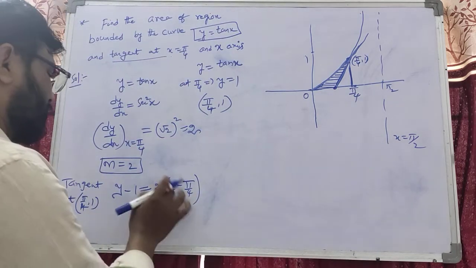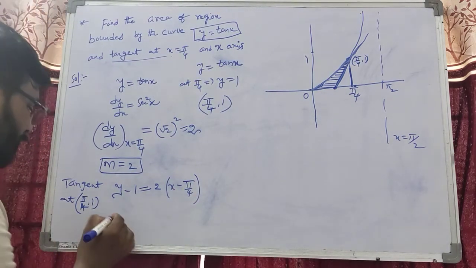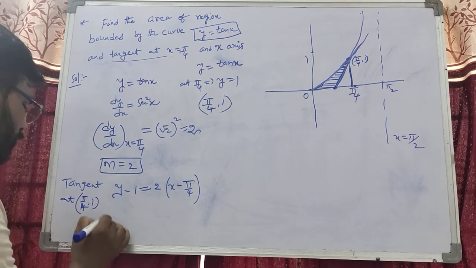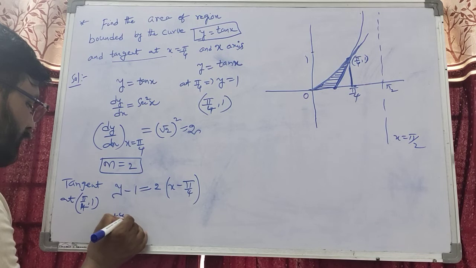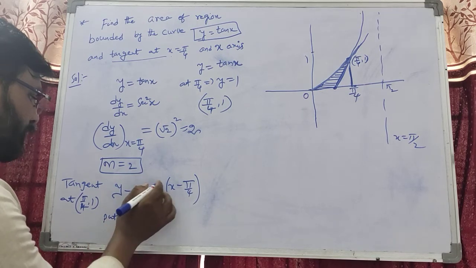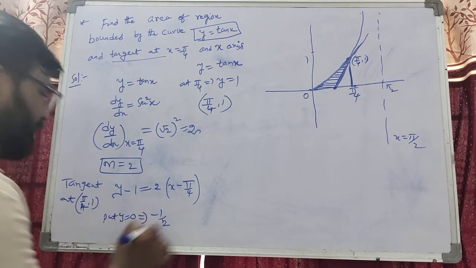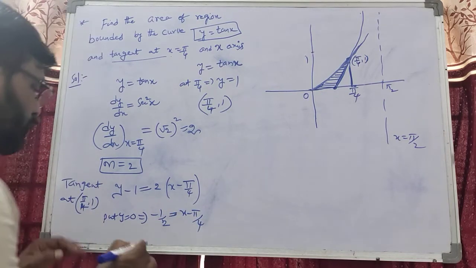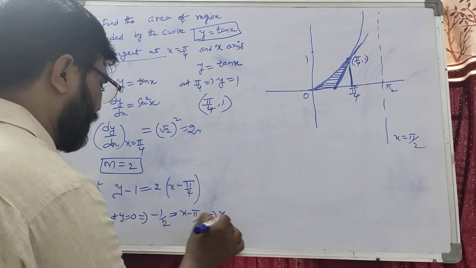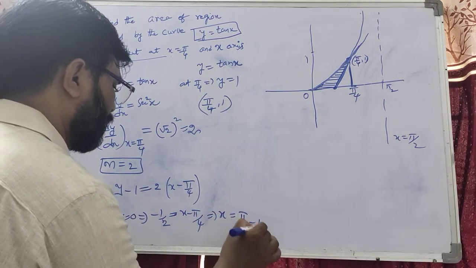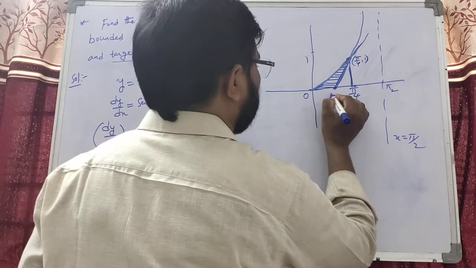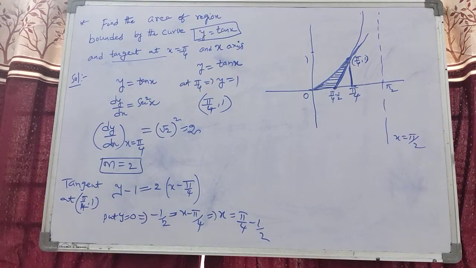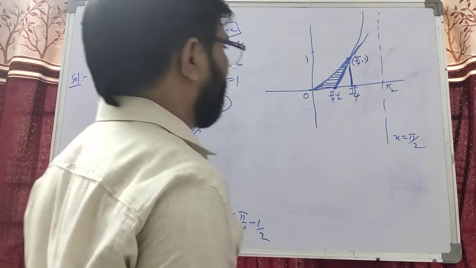When we take y = 0 on the x-axis, that implies 1/2 minus 1/2 equals x minus pi by 4. Dear students, x we got here is pi by 4 minus 1/2. So, dear students, we can observe here.